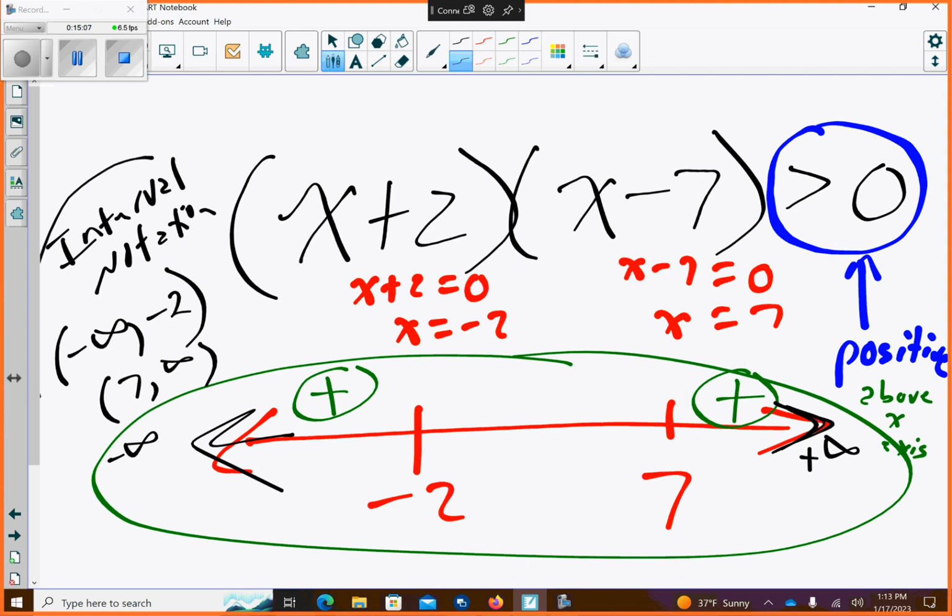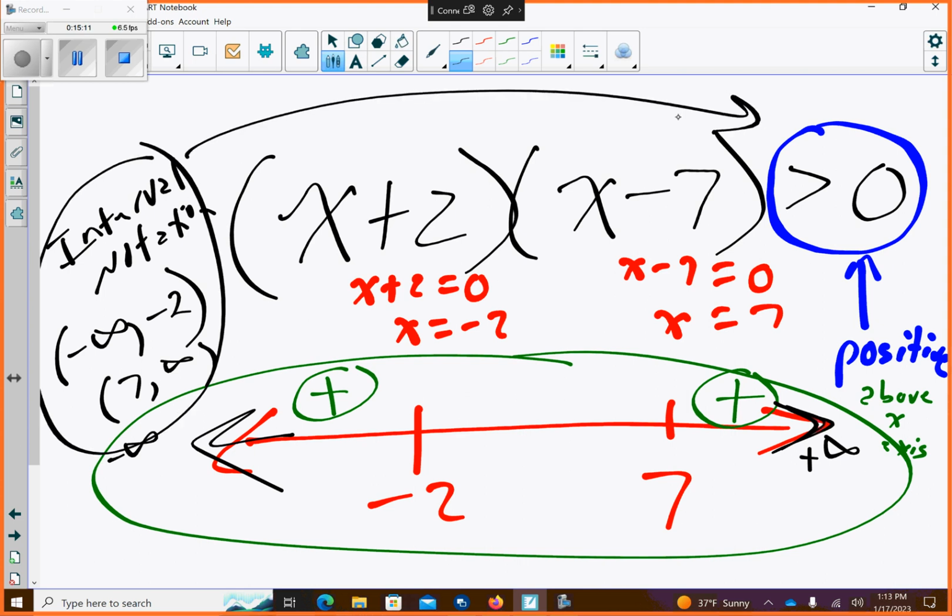So the solution to our problem to answer this question is negative infinity to negative 2 and from 7 to infinity. Yeah. But the negative infinity to negative 2 is smaller than 2. Do what? But the negative infinity to negative 2 is smaller than 2. But our graph in the y direction is continuing to go up.